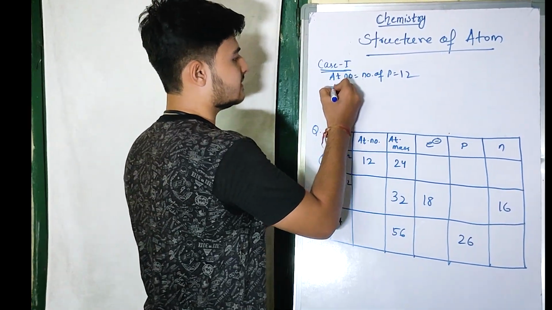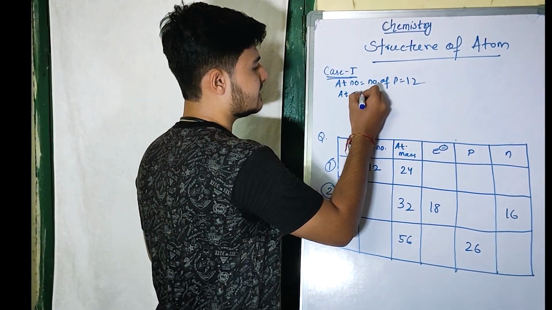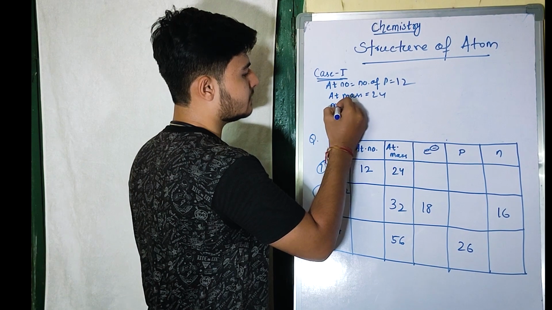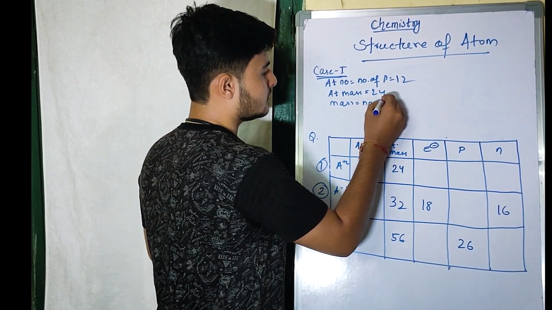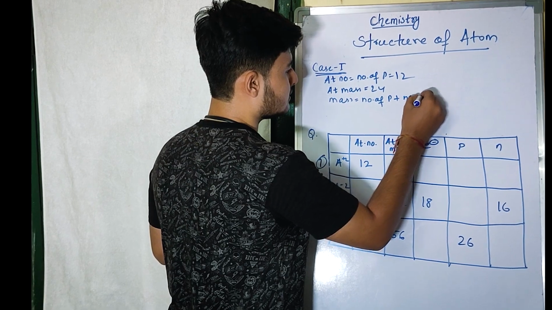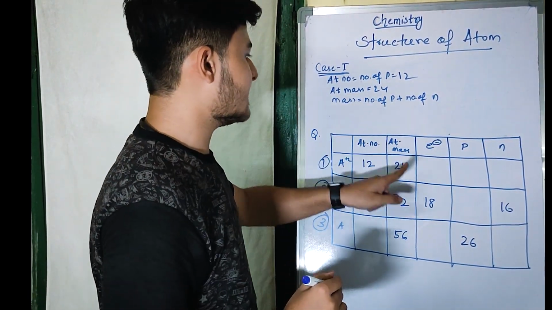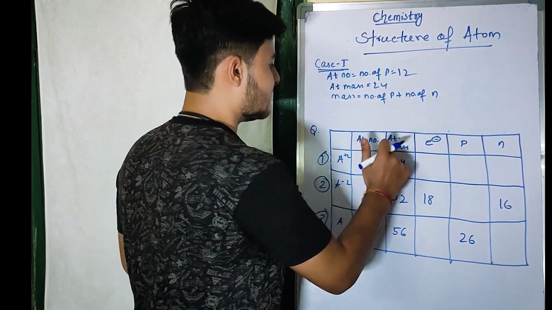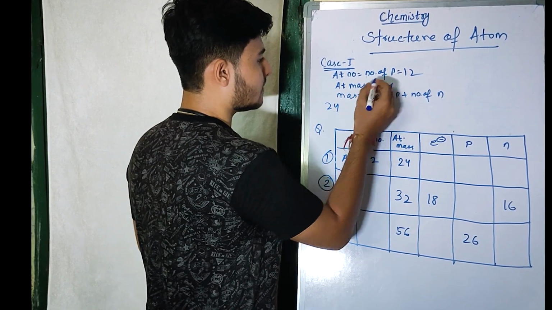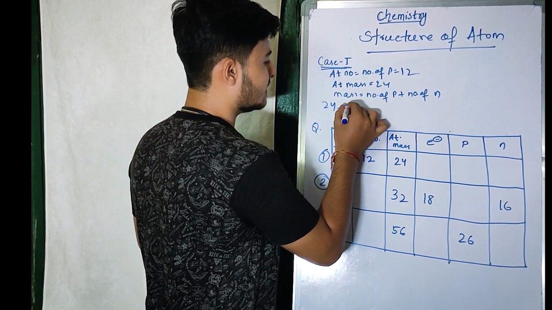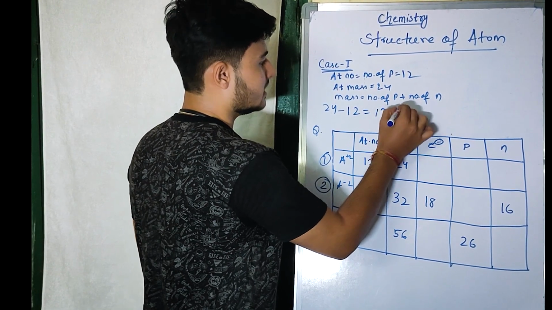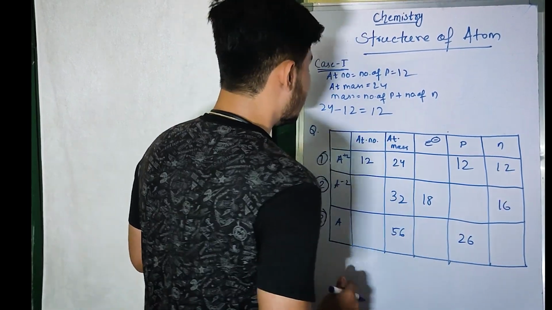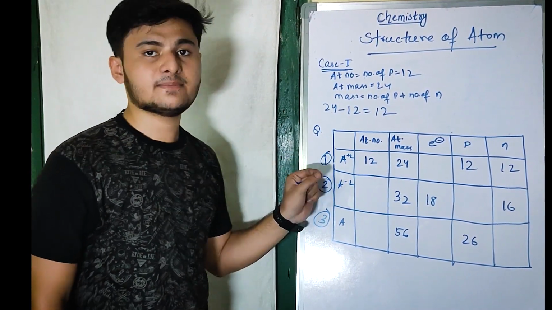Atomic mass has been given to be 24. So we have the formula that atomic mass is equal to number of protons plus number of neutrons. From this we can find the number of neutrons by subtracting the number of protons from the atomic mass. So we have atomic mass 24, and the number of protons is equal to the atomic number, 12, so the number of neutrons is 12. So the number of neutrons is 12, the number of protons is 12, and here it is the case of an ion, that is A plus 2.